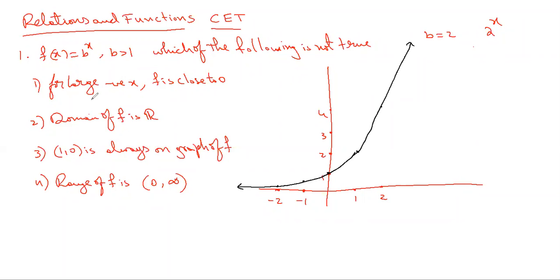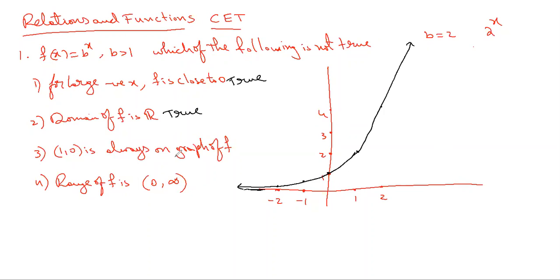Now you can verify that for large negative x, f is close to 0. You can see that that's happening here. So this is a true statement. And the domain of f is all real numbers. Yes, for every real number you can calculate 2 power x. Along the x-axis throughout, the graph is present. This is also true.